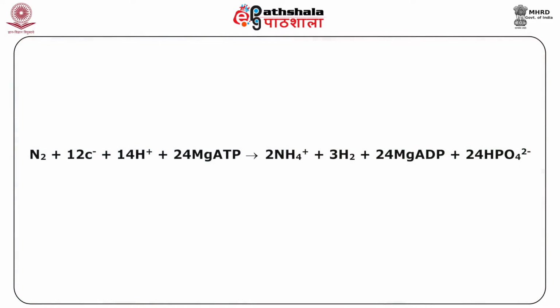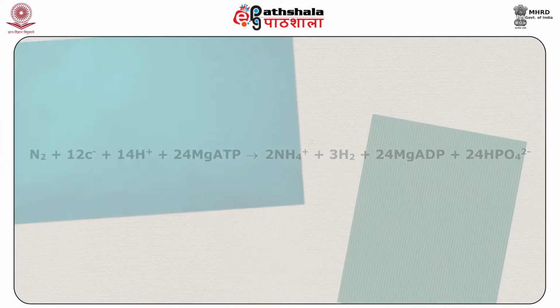The overall stoichiometry of nitrogen fixation catalyzed by vanadium nitrogenase can be summarized as follows. N2 plus 12 electrons plus 14 protons plus 24 MgATP gives rise to 2 ammonium ions, 3 H2, 24 MgADP and 24 HPO4 2-.